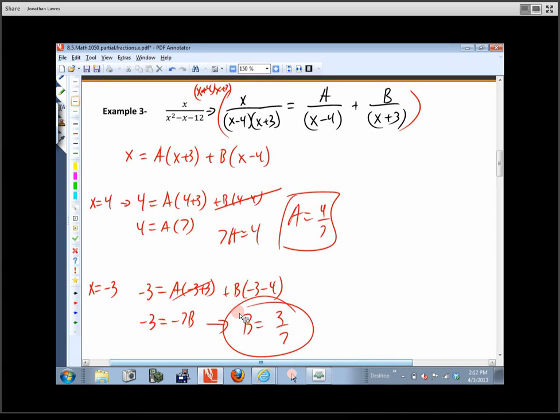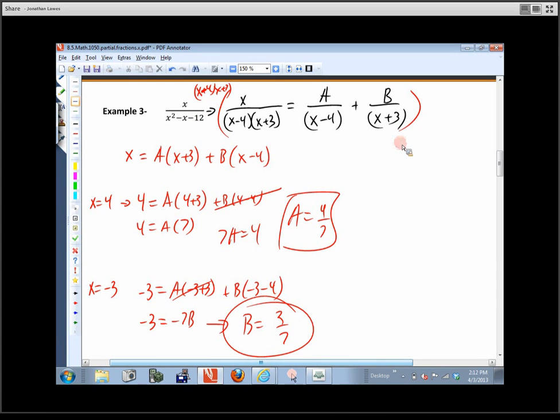What a lot of people will do is they'll wipe their brow off, think, my gosh, I've done a bunch of work already, I've got to be done. I know what a and b are. We're not done because the whole idea of this was to break that fraction into its parts.